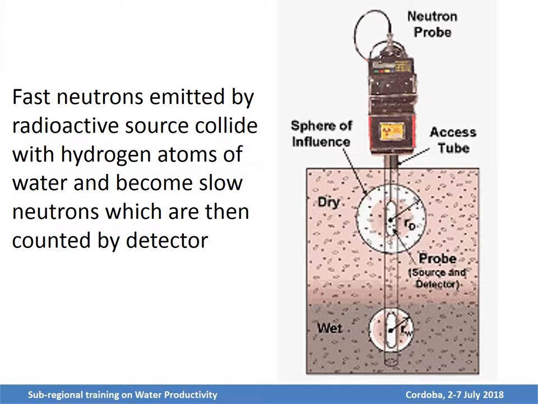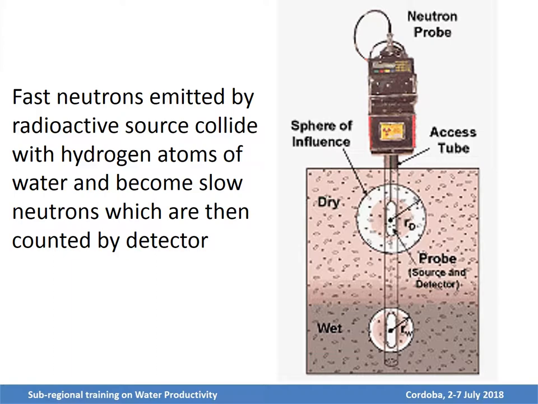Here we see a diagram of a neutron probe operating at different depths in the soil, here in a dry layer or here in a wet layer. The principle of the neutron probe is that fast neutrons, in other words, high energy neutrons, which are emitted by radioactive sources, will interact mostly with hydrogen atoms, which are associated mostly with water. When they interact with hydrogen, they are converted to slow, low energy neutrons, which can be detected using a specific detector. So the neutron probe consists of a source of high energy neutrons and also a detector of low energy neutrons. It is inserted into the soil using an access tube, and then we can move the detector to different depths for measuring the soil water content around.